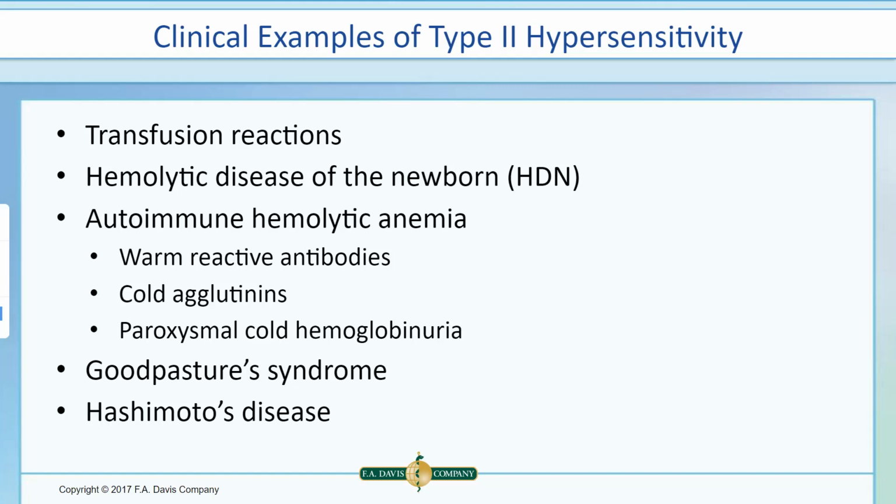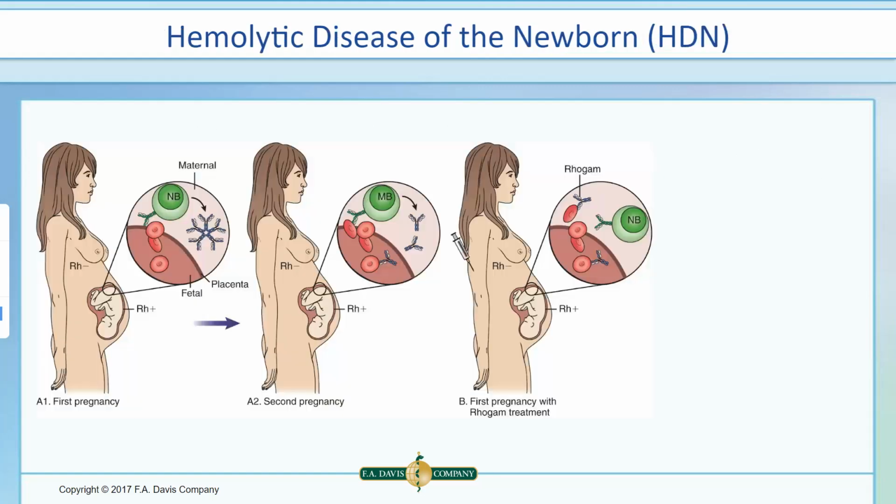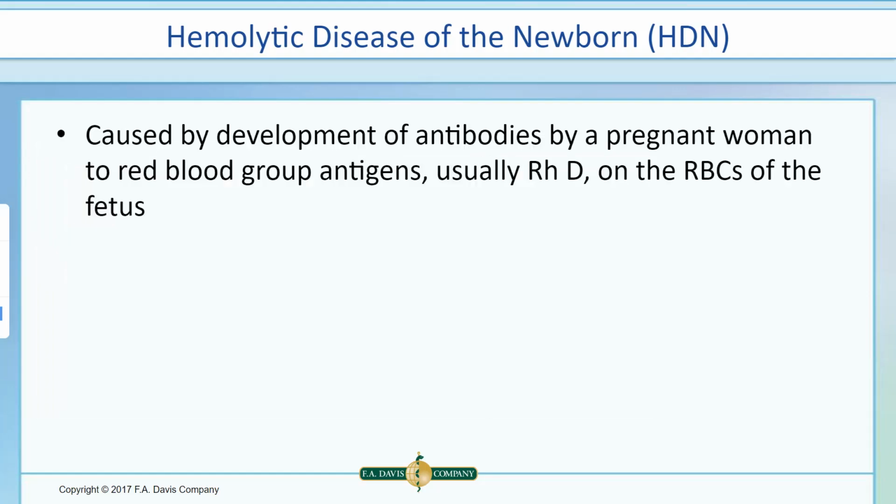and can cause some pretty terrible side effects. Hemolytic disease of the newborn is another one, which I'm just going to go forward to the picture here so you can learn a little bit about it right away. It's caused by the development of antibodies by a pregnant woman to red blood group antigens, usually RhD, on the surface of red blood cells of the fetus.